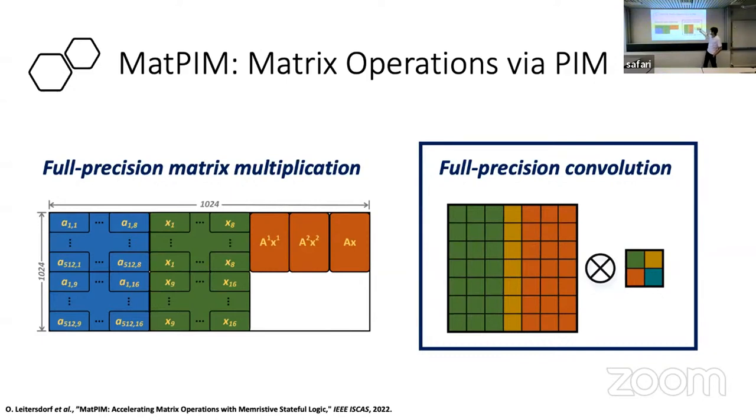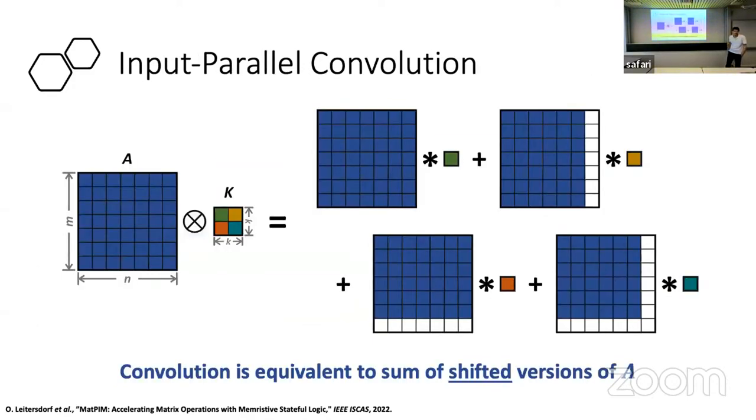Now we're going to look at convolution. Convolution is a little more complex because convolution is not as easy to parallelize. Usually when we think of convolution, we look at every element in the output of convolution. So for example, here we have A convolved with K. We look at every element of the output, and we say, okay, that element is computed by taking the kernel, putting it above A at the index, multiplying and adding, and that gives us the element, right?